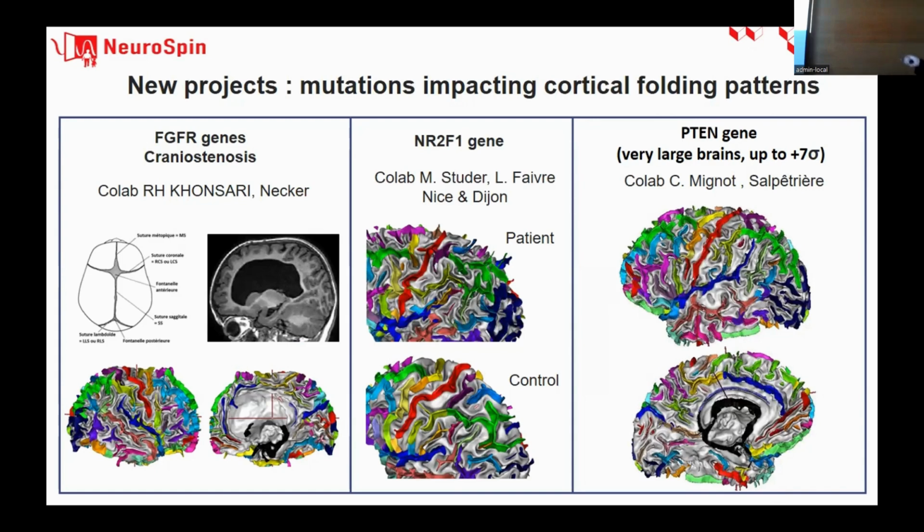You can also study not only macrocephaly, but very big brains. These ones are beyond 7 standard deviations from the normal. And you can see that, in fact, the general organization of the classical sulci is still there, even if they are more complex. So there's plenty of opportunity to study the link between folding and all these things impacting cortical development.